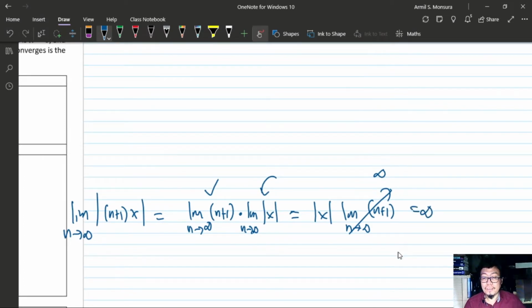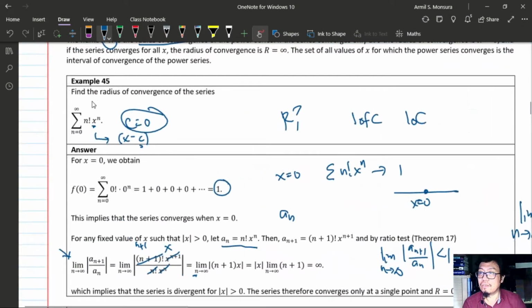It means that this series would converge nowhere. It would not converge anywhere except at its center. It would converge at this point, but outside that, it would not converge anymore. Because there's no value of x, there's no value of x aside from x equals 0.